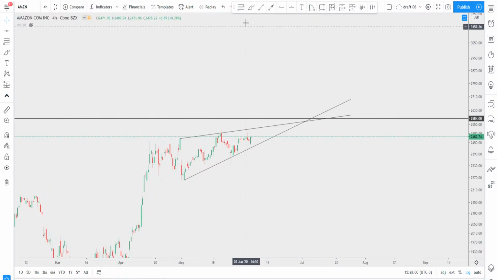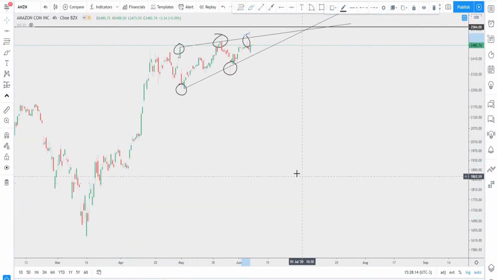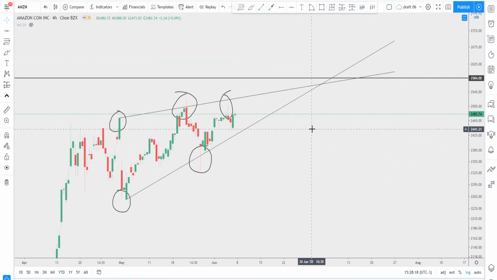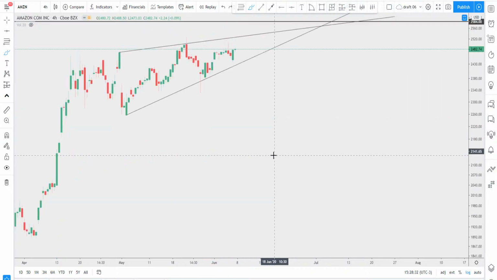So as you guys can see, we made a higher high, higher low, higher high, higher low, lower high, and now let me clean this guy here, okay? So this one right here was a lower high, okay? But it's not over yet.